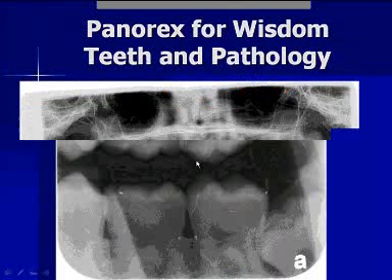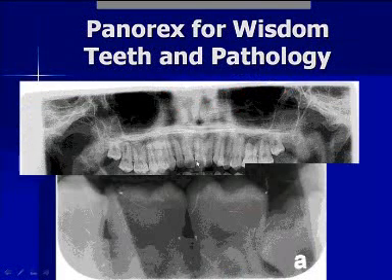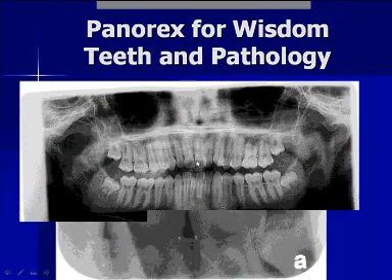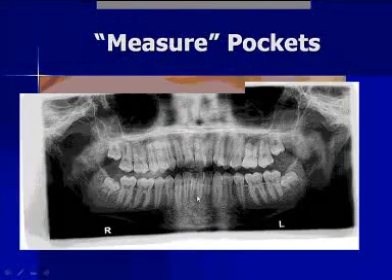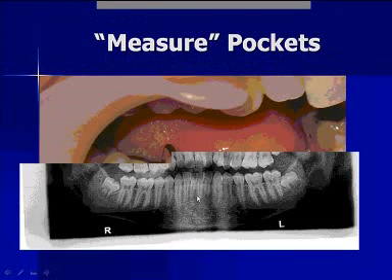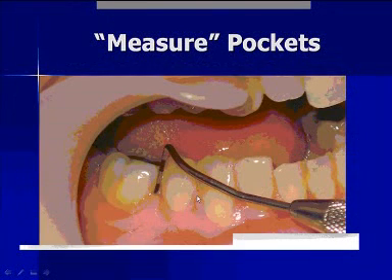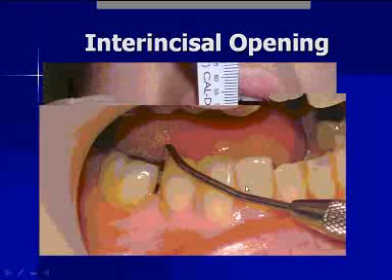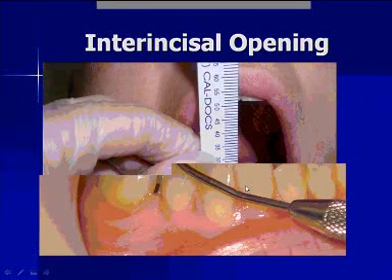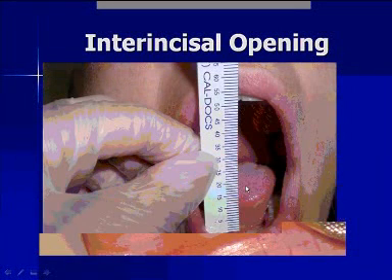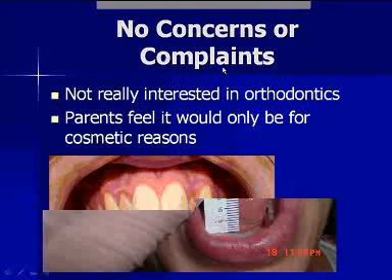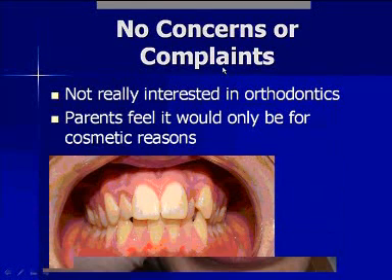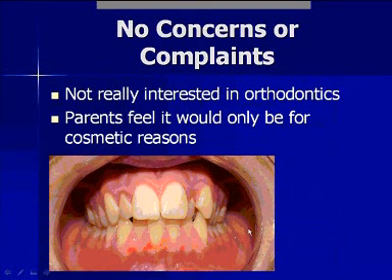But we've taken bitewings, and we measure for bitewings, and we take a Panorex to check for his wisdom teeth and to rule out any gross pathology or any pathology that's existing. But we measure pockets, of course, and overbite and overjet. These are all things we do all day long. And we can even measure how wide the patient may open. But if there's no concerns or complaints from the patient and they're really not interested in orthodontics, we really need a better tool to instill the need.